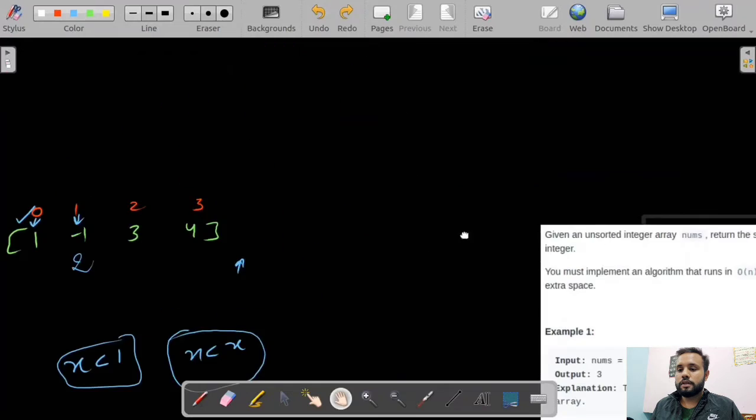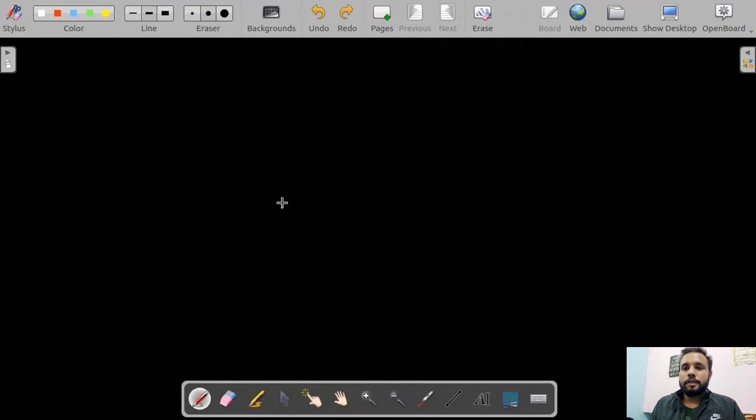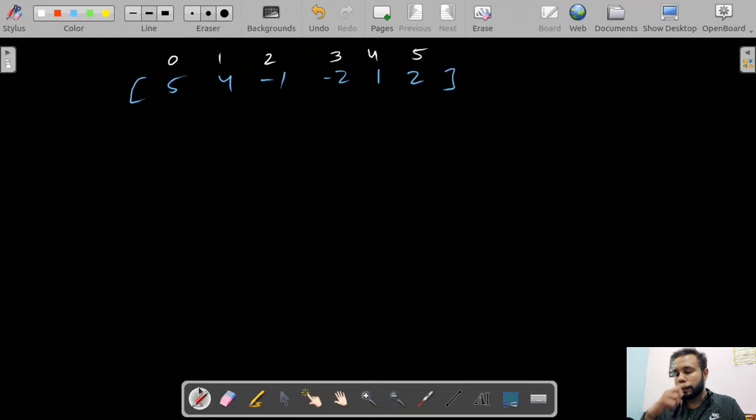Okay, so one last example, and by this it will be clear very well. 5 4 minus 1 minus 2 1 2. Let's say this is our array. This is an example which is quite a bit larger, so it will be beneficial for us to understand this algorithm properly. Then we can figure out the code and we can move to the coding screen.